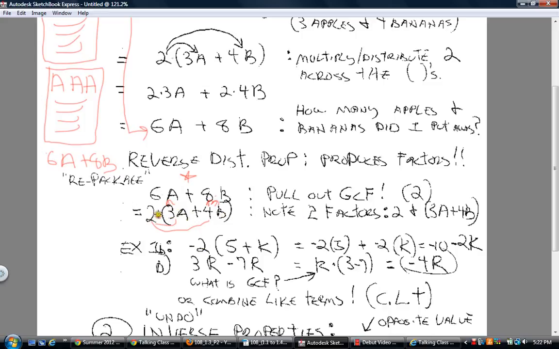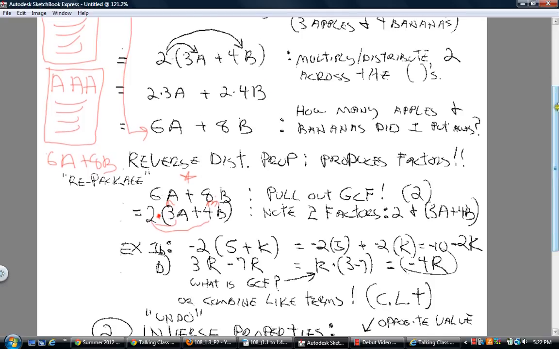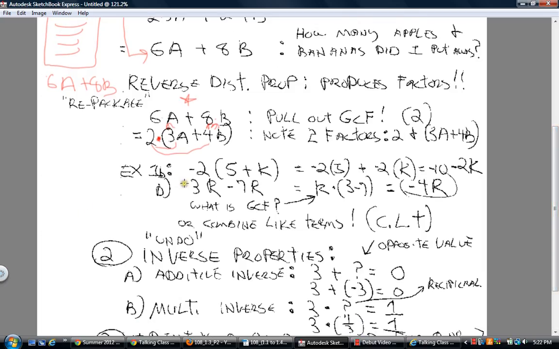Okay, and factors, why they call them factors, one last time: the assumed multiplication going on between them. Okay, now a couple examples real quick here. What do you think you do if you see -2(5 + k)? PEMDAS, highest order of operation to deal with. You know the assumed multiplication is going on there, so -2 times 5 is -10, -2 times k is -2k, and here's your answer.